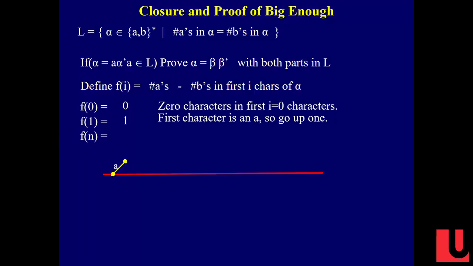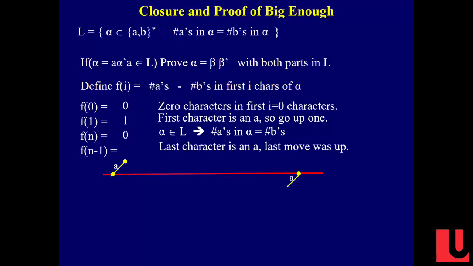And then f(n), what do we know about f(n)? It's going to have the same number of A's and B's, right? So it's going to be 0. So you subtract the number of B's from the number of A's, you're going to get 0. Now here's a little trickier one. What's f(n minus 1)? No, minus 1. Minus 1, right? Because it ends with an A, so that A is going to be coming down, right?